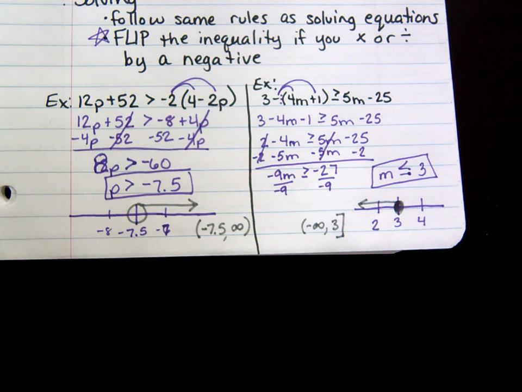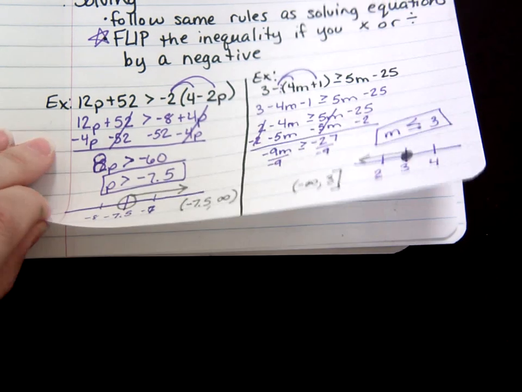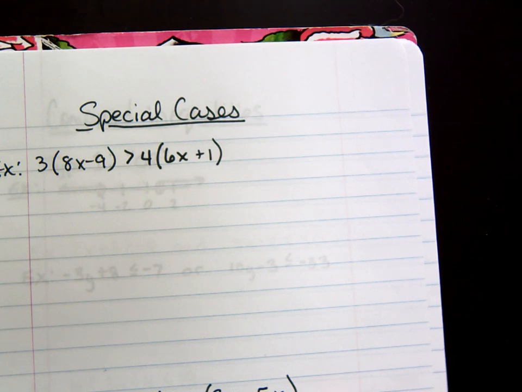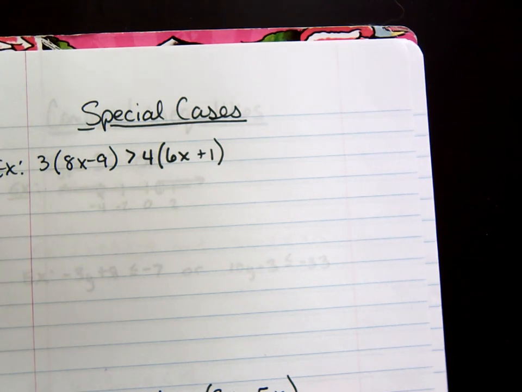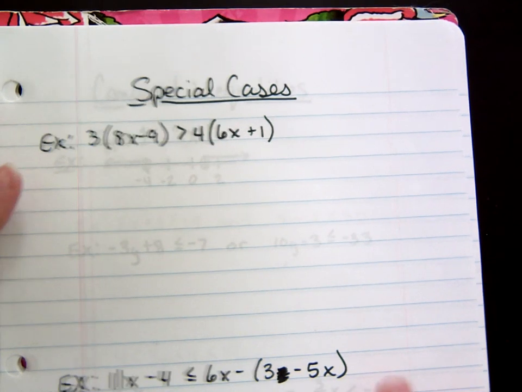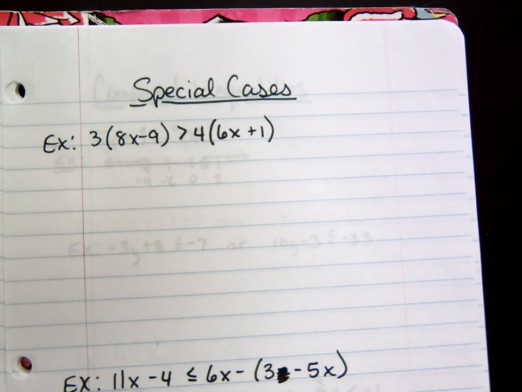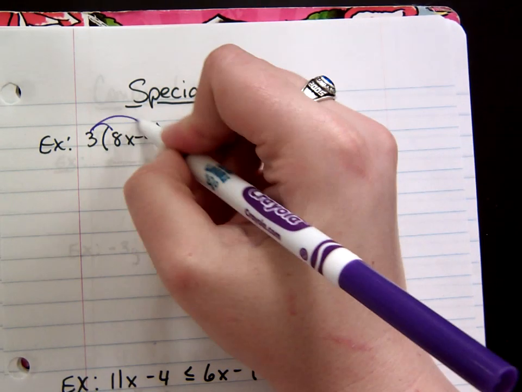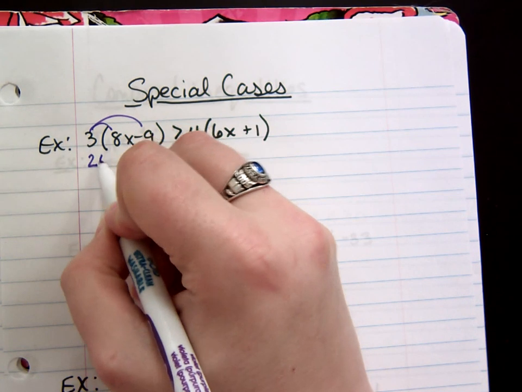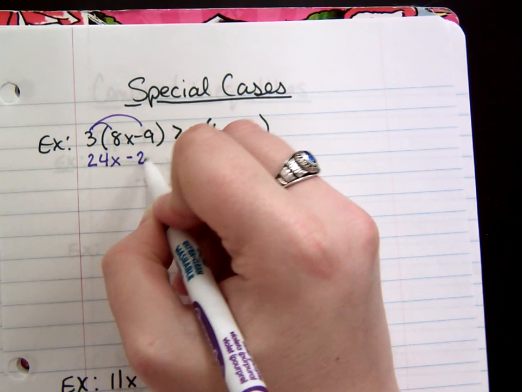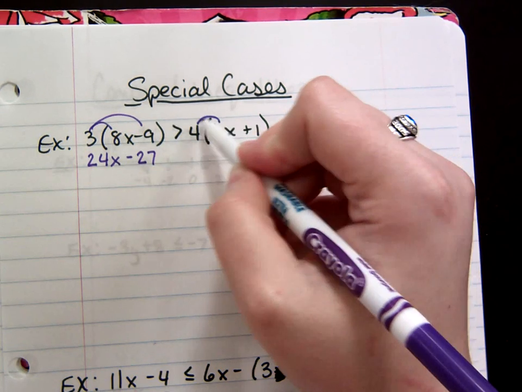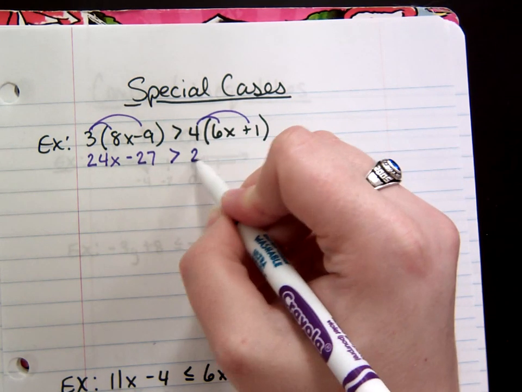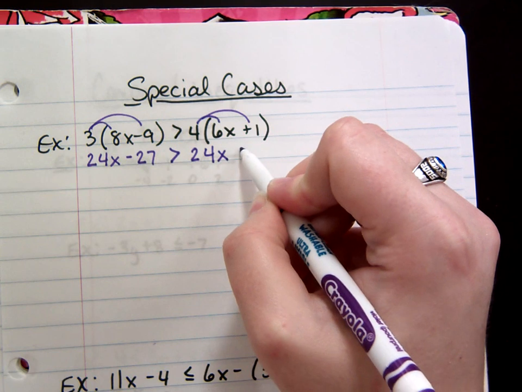And when you're dealing with single inequalities, you sometimes have a special case. Just like when you solve equations, you can have special cases. They don't look like special cases at first, so you just go through and you solve. So here, I'm going to distribute the 3 on this side, which gives me 24x minus 27. I'll distribute the 4 on the other side, which gives me 24x plus 4.